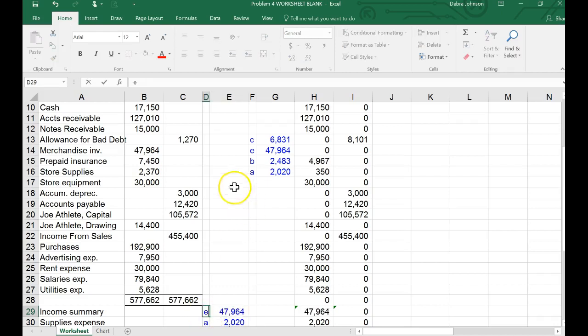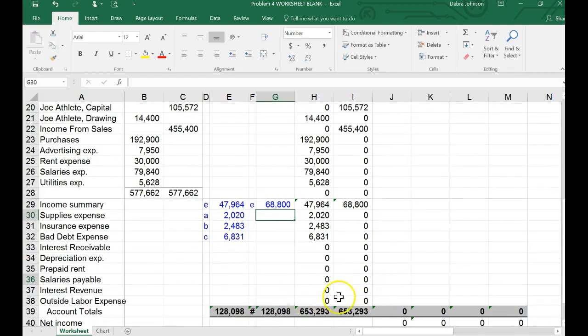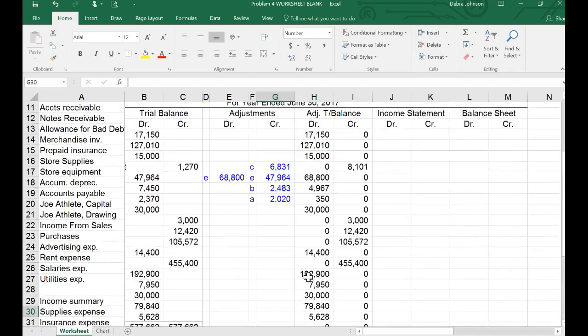The second part of that journal entry is to put the new inventory back in, to bring inventory up to what the physical count and cost said it should be, in this case $68,800. So that requires 2 different amounts, $68,800. And that should be enough to get you started on the worksheet. Notice that these column totals should always equal at the bottom as you're making the adjustments.